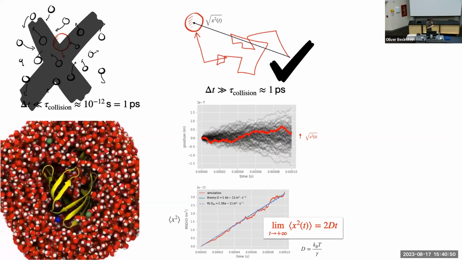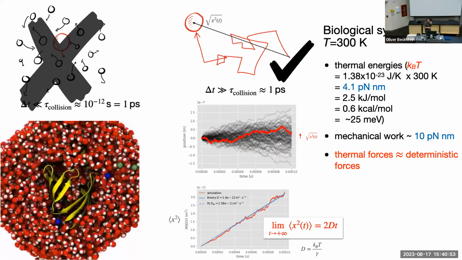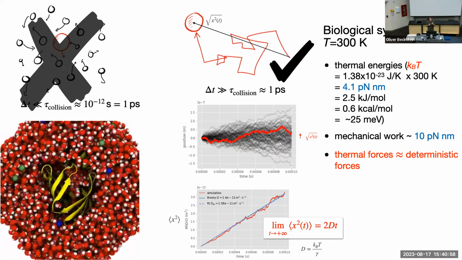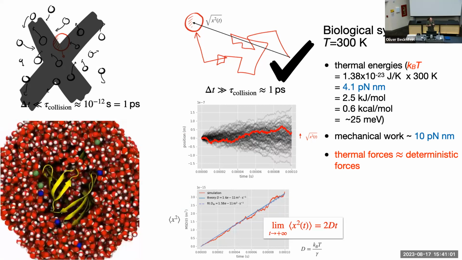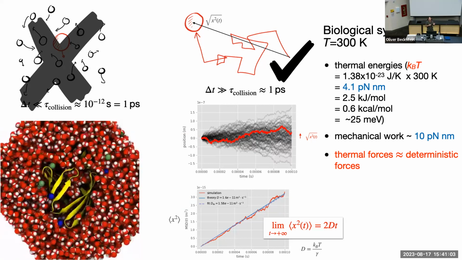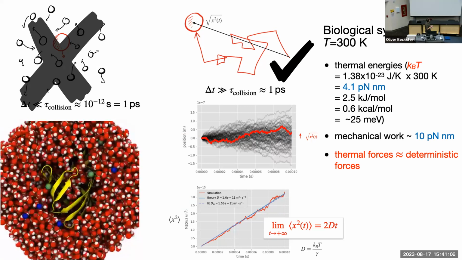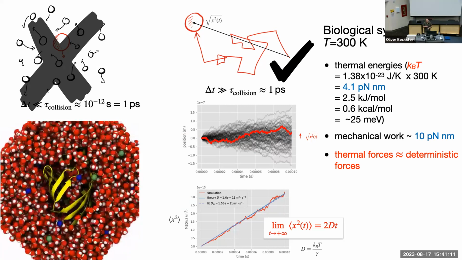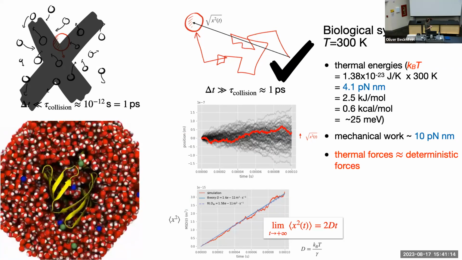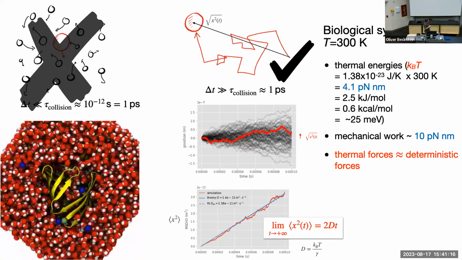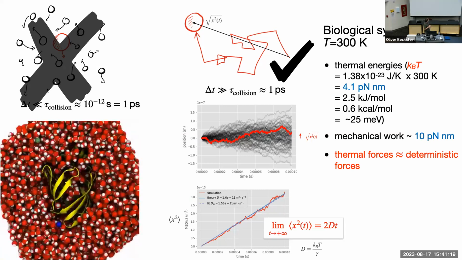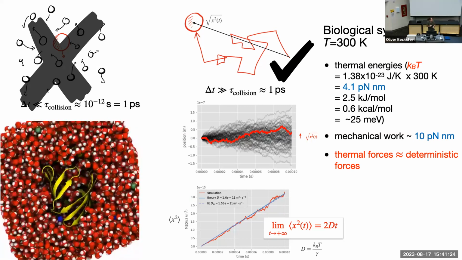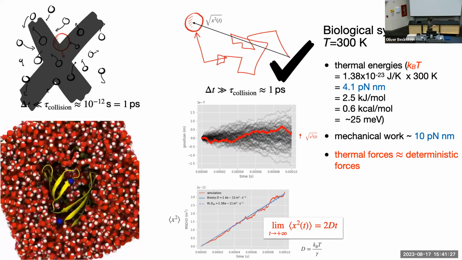But within all of this moving around, we have to contend with one thing, and that is that the typical energy scales that we are looking at are on the order of thermal fluctuations, which are measured in kBT. And this is about 25 millielectron volts, so that's not a lot if you're doing a lot of other physics. Another way to talk about this is it's about 4.1 piconewton times nanometer. And the typical mechanical work that biological proteins do is on the order of 10 piconewtons times nanometer.